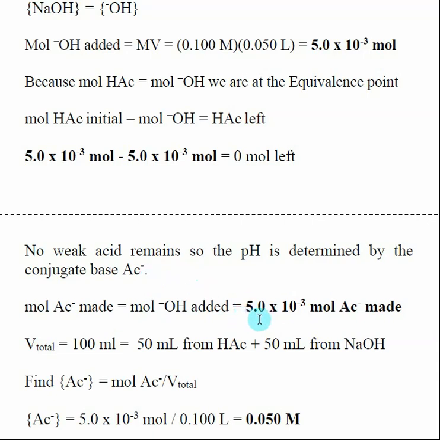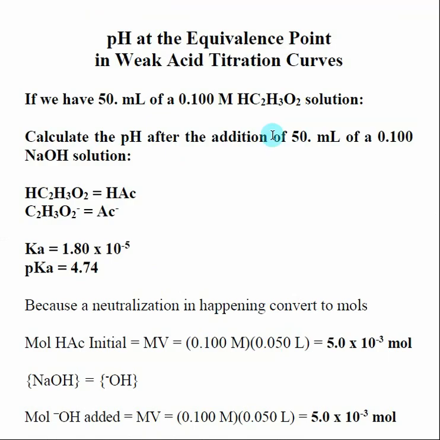So really what I need to find now is the concentration of acetate that we have. We just figured out how many moles of acetate we have. Now I've got to find out what the concentration is, so I need to know what the total volume is. And I've got to realize I started with 50 milliliters of our acetic acid solution, and during this titration I've added 50 milliliters of sodium hydroxide. So if you remember, up here, I started with 50 milliliters of acetic acid and I've added 50 milliliters of our sodium hydroxide.